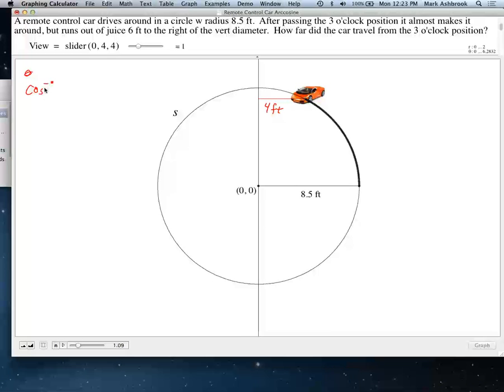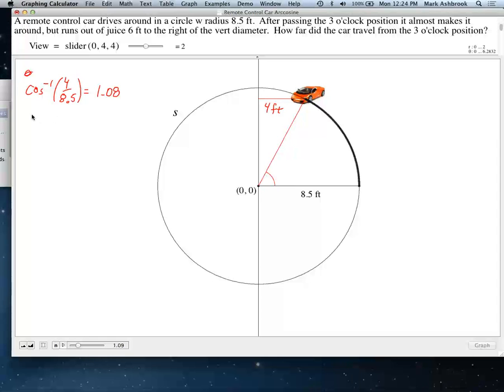I'll write it this way this time. Anybody get a result for that? 1.08. Okay, and so how far did it go? So what is that? 1.08. What does that mean? That's the radians. Is that the angle, the true angle of where our car is? Yeah, because that is between 0 and pi. So that's exactly where that is, 1.08, because the output of our cosine is between 0 and pi.